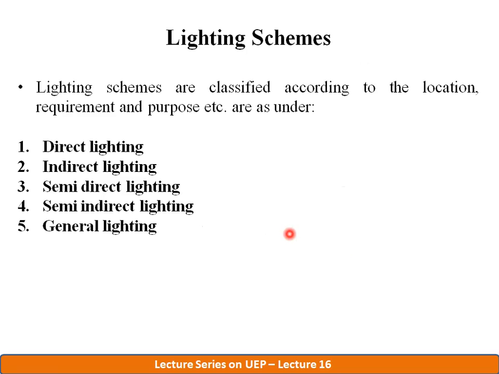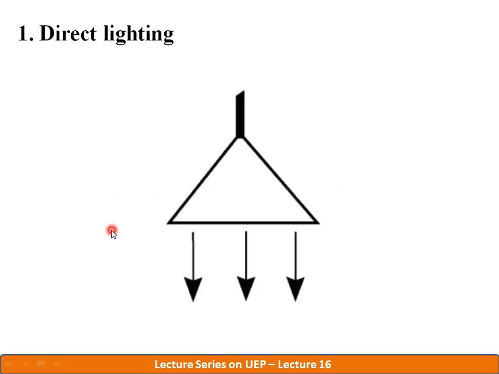The lighting schemes are classified according to the location required and purpose. There are five classifications: direct lighting, indirect lighting, semi-direct lighting, semi-indirect lighting, and general lighting. So, direct lighting, here the lamp is placed. 90 to 95% of the light is directly focused to the working area with the help of a deep reflector.